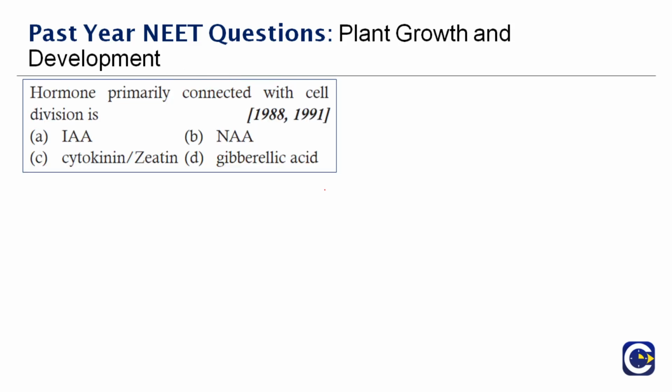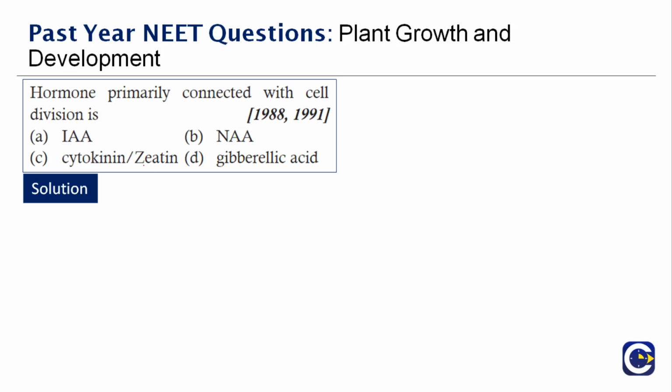Okay, next question here. Hormone primarily connected with the cell division. This is again an easy question for you, because these questions which we are seeing in this part are easy ones because we are going on with repetitive questions. Yes, the hormone involved in cell division is cytokinin. The most important function of cytokinin is in the promotion of cell division. They are now established as true cell division factors.